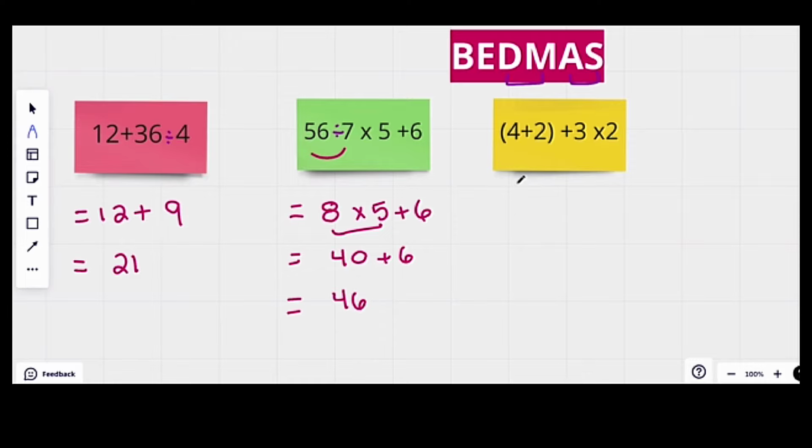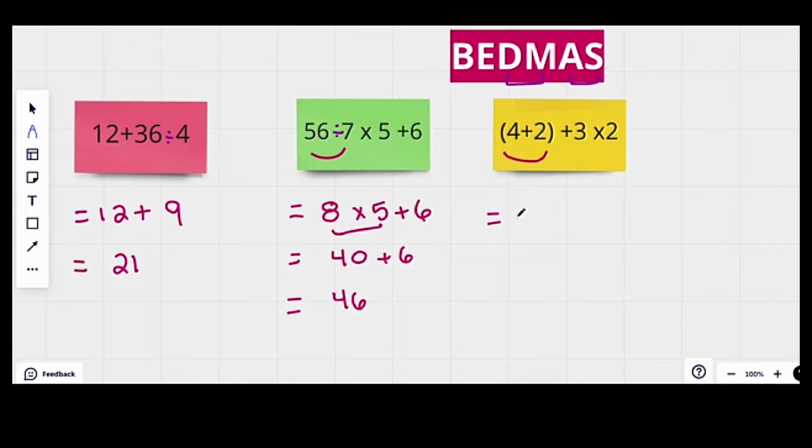Great. Okay, what about this one? So we've got 4 plus 2 inside a bracket plus 3 times 2. Okay, so let's look at BEDMAS. And when we look at BEDMAS, what is the first letter that we see? B for bracket. And this is what it means. We've got a bracket right here. So it doesn't matter what's inside that bracket, whether it's a multiplication, a subtraction, a division, or an addition, like we have right here, 4 plus 2. Bracket comes first. So we're going to take care of what's inside the bracket first.